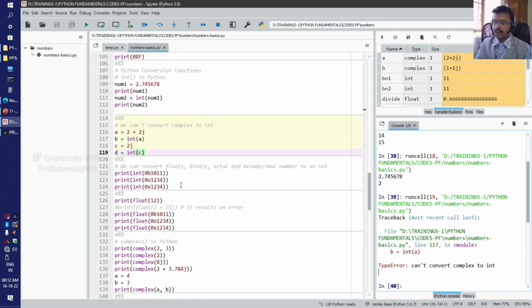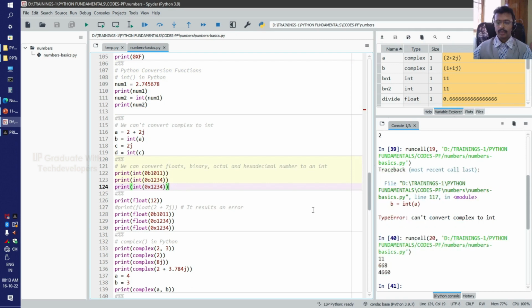But we can convert floating point values, binary values, octal and hexadecimal number values to an integer value. For example, here I have taken a binary value to convert it into an integer value, and then the octal number, and then the hexadecimal number. We already know how to convert the floating point number into an integer value. Let us run this cell. So we got the binary, octal and hexadecimal numbers in the form of integers.